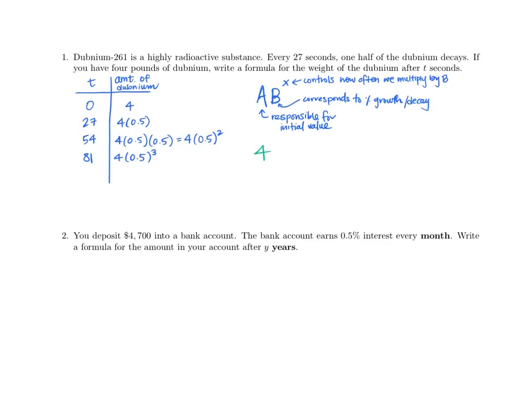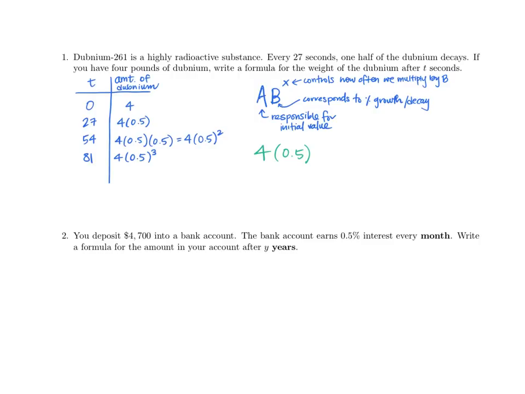B corresponds to the percent growth or decay. For us, we're focused on when 1/2 of the dubnium decays. And the multiplier that we'd like to be multiplying by in order to calculate that is seen over here again and again in our table. That's that 0.5, that multiplier of 0.5. So for us, B here is going to be 0.5. That is what I'd like to multiply by in order to subtract half of what I had before.